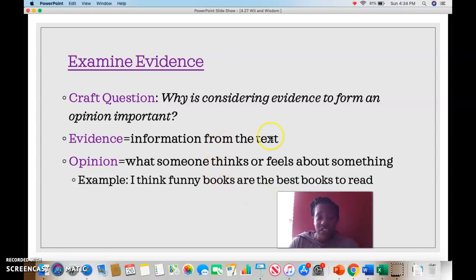Evidence is information from the text, and opinion is what someone thinks or feels about something. So an example of this would be, I think funny books are the best books to read. Is that what everyone thinks? No, it's not. Some people may like mystery novels, or biographies, or different genres of books. However, an opinion is something that I personally think. That's one way that you can tell whether it's an opinion, and it's not going to be true for everyone.